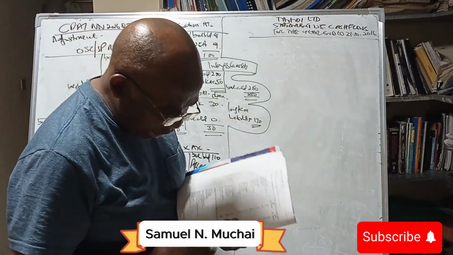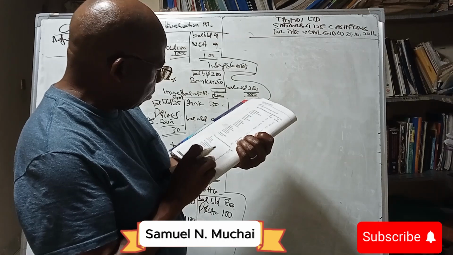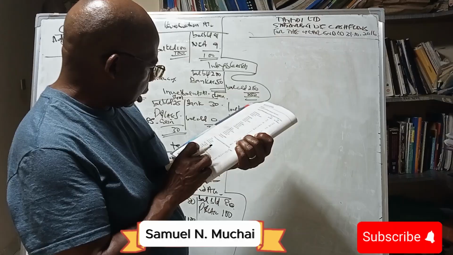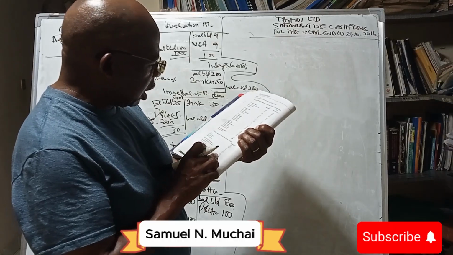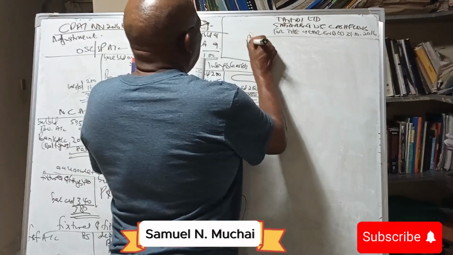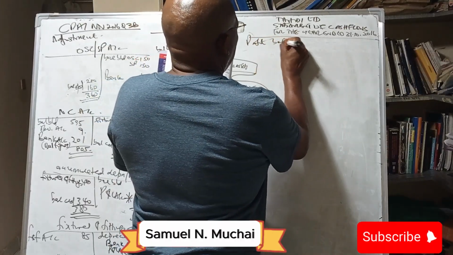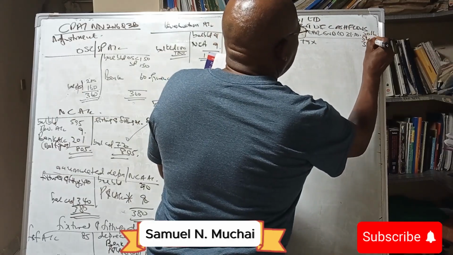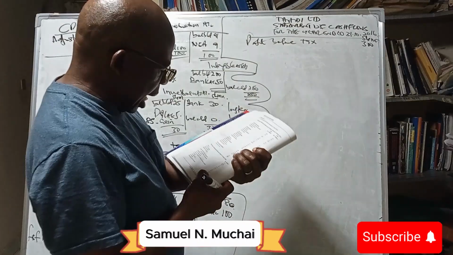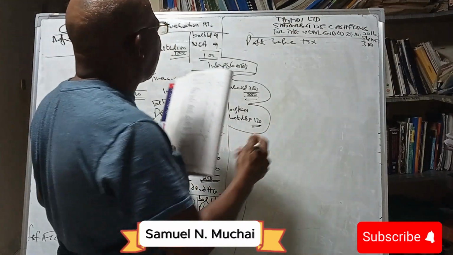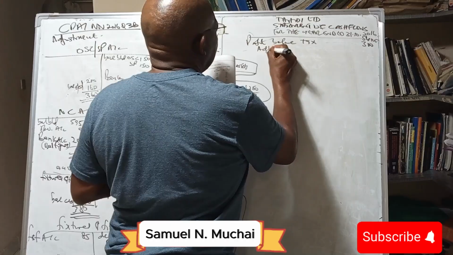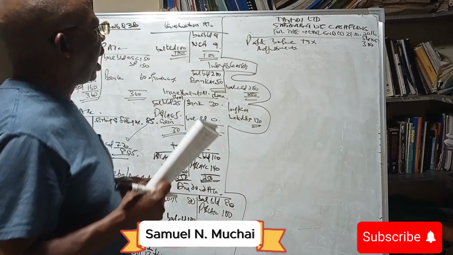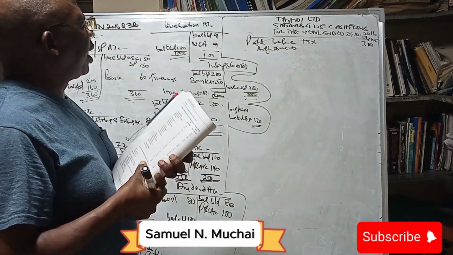And therefore, we get our profit before tax, which is from the income statement. Profit before tax is how much? 300 shillings in millions. And then we say adjustments. I want to repeat again.